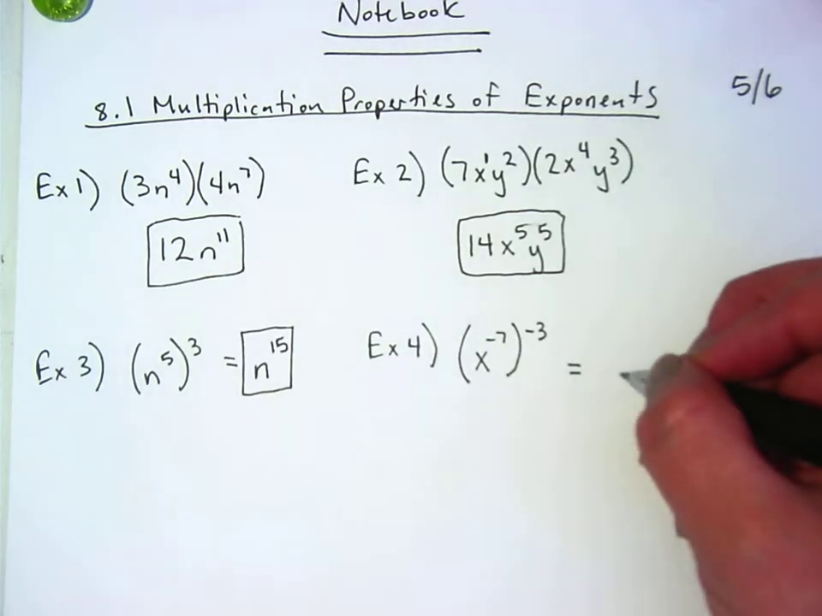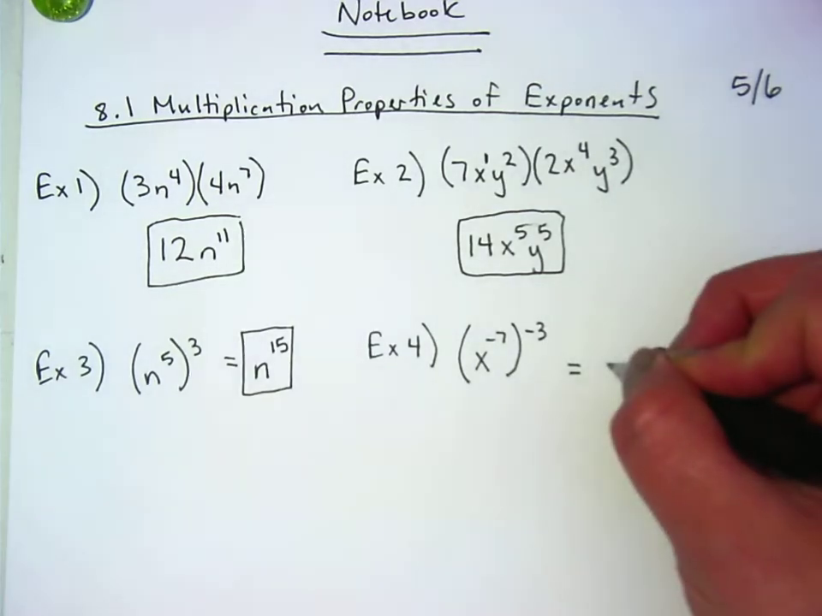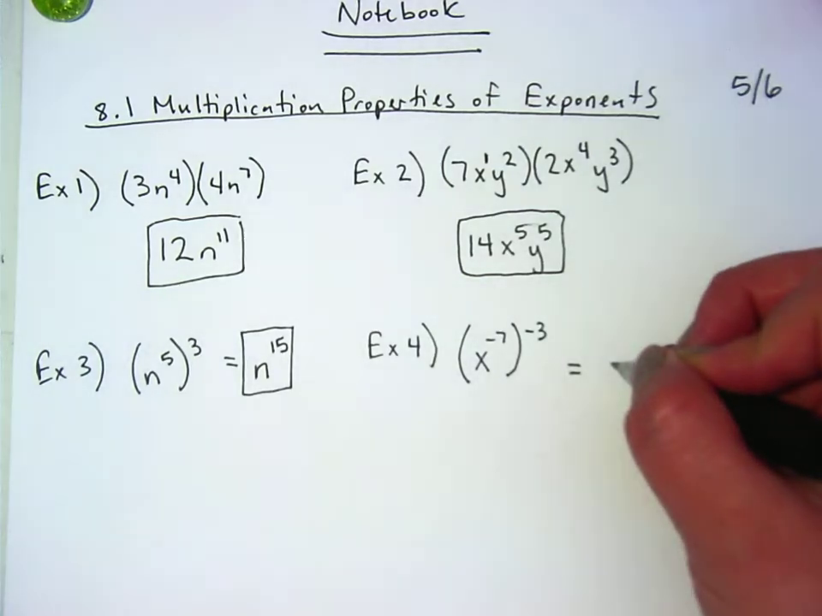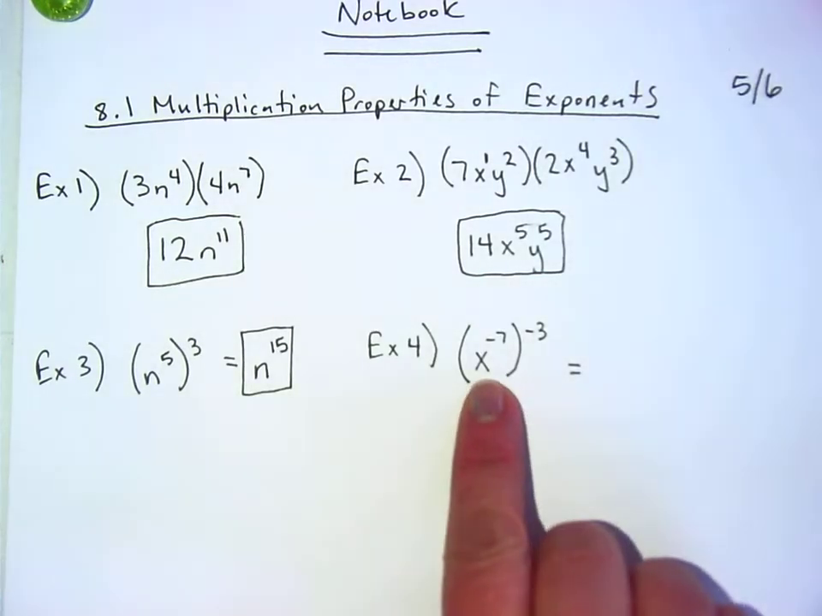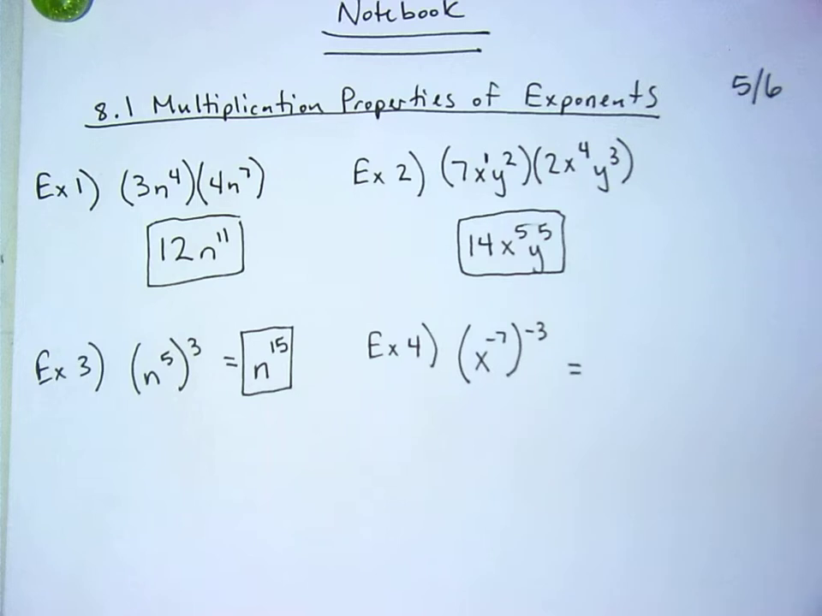Charlie. So it's 3 negative x? I mean x negative 7. That's what it says right here. Yep, x to the power of -7, and then there's a -3 power on the outside. So what does that equal? It would equal negative 21. Not -21. X.